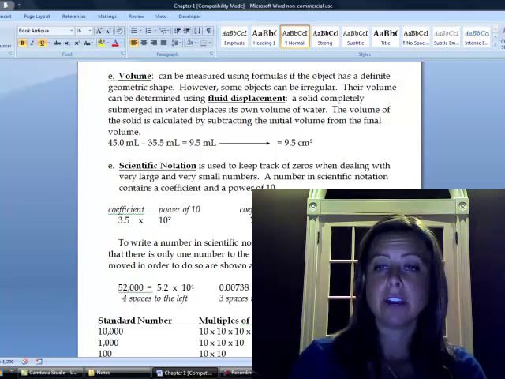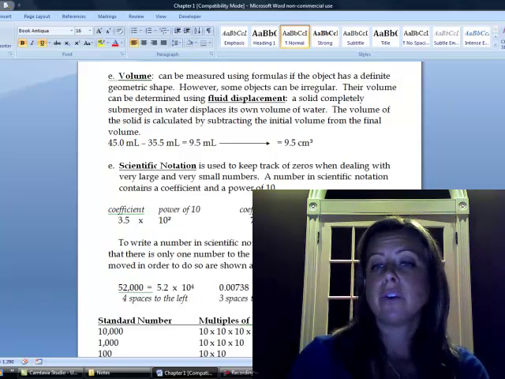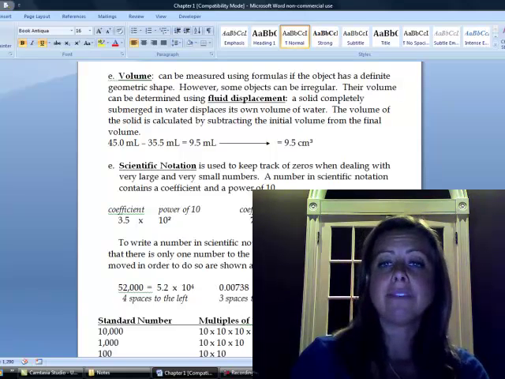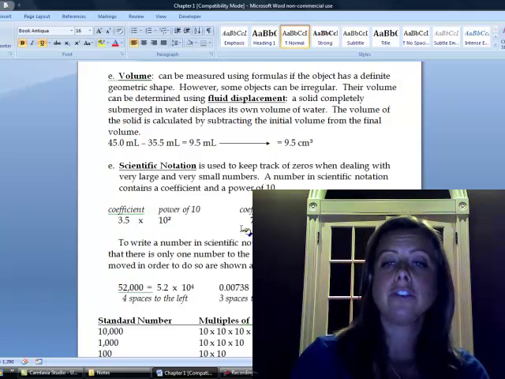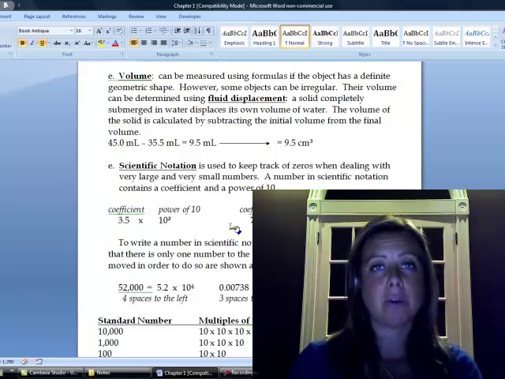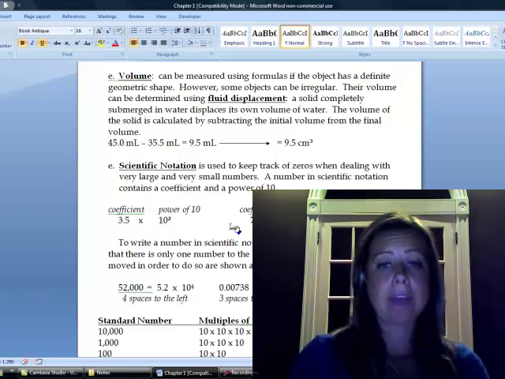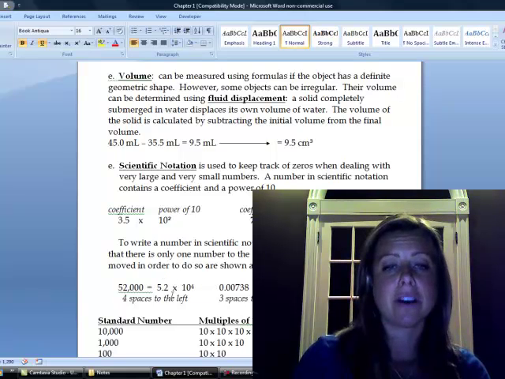If you go over here, then we've got 10 to the negative 4th. So we would move it 4 places to the left. So we've got 1, 2, 3, 4. So it would be 0.000725. Okay, so you can see over here we also did the same thing. So you can kind of see how scientific notation works.